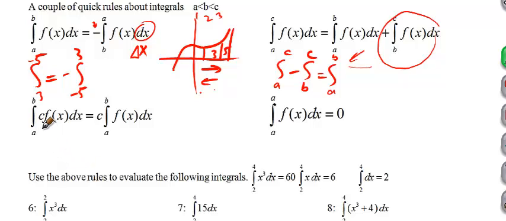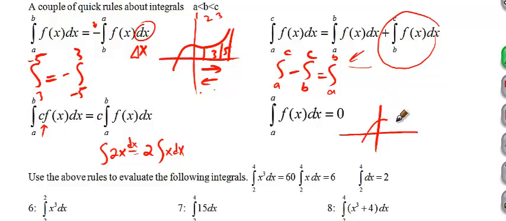Alright, another one is if you've got some sort of constant in there, it could be c, d, it doesn't really matter as long as it's a constant, you can pull that out. You can pull out any number, so the integral of 2x would be the same thing as 2 times the integral of x dx. You cannot bring any variables out front, you can only bring constants out. And the last one, a to a, well, I'm hoping everybody gets that idea. What's the area under the curve from a to a? Well, it's 0. There is no area from a to a.